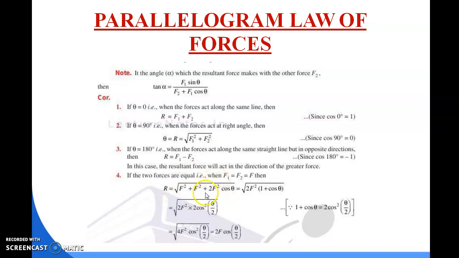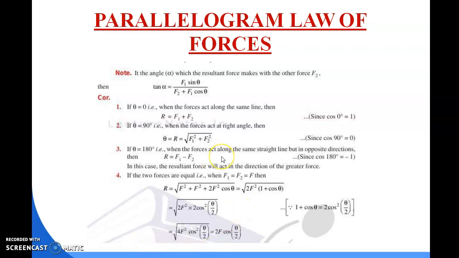Here, taking 2F squared common, we have the square root of 2F squared into 1 plus cos theta, and 1 plus cos theta equals 2 cos squared theta by 2. Multiplying, we get the square root of 4F squared cos squared theta by 2, and taking the root, the value is 2F cos theta by 2. This is the formula of the parallelogram law. So come to the next slide.